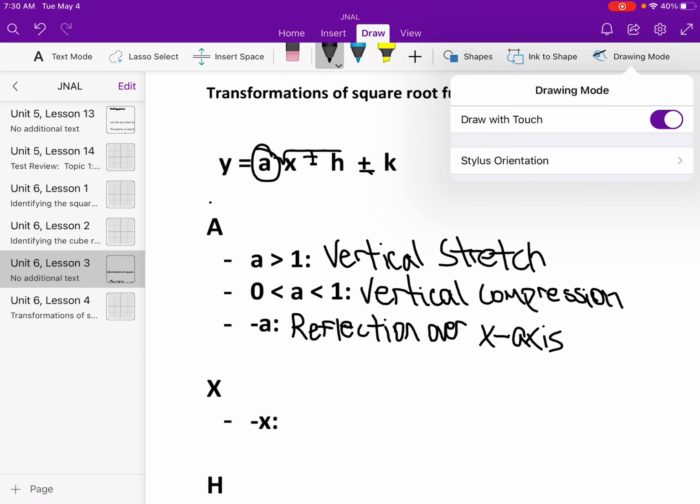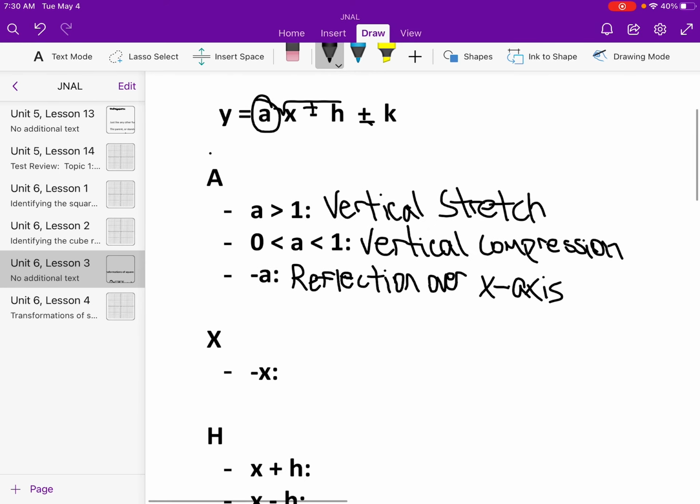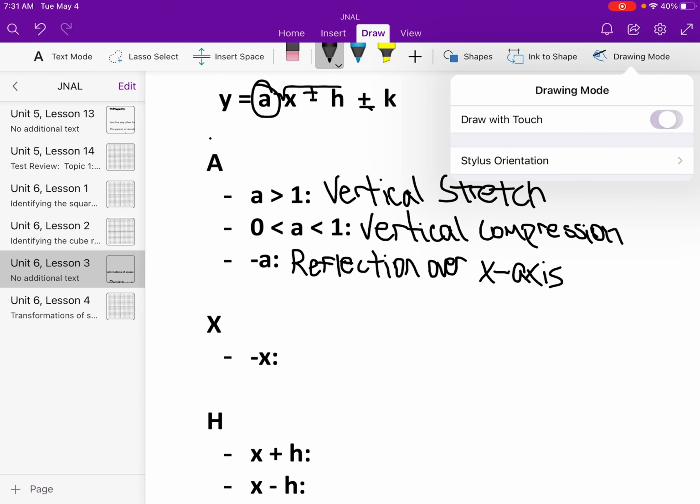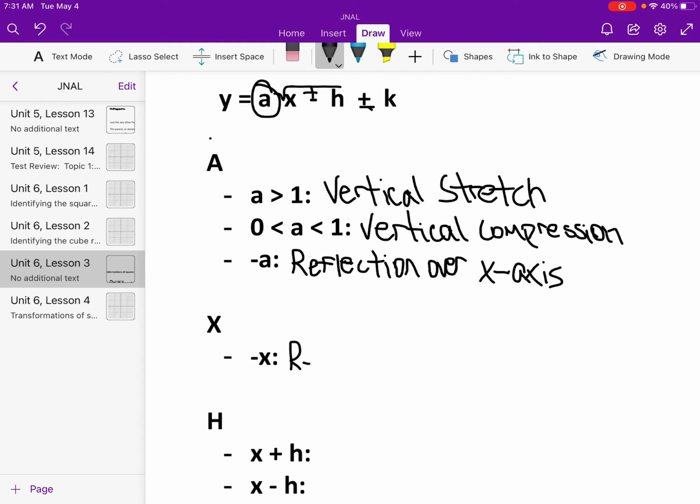So let's see what could happen for x. If x is negative, that's the only thing we have. I mean, if it's positive, it's just normal. But if x is negative, then we're going to have a reflection over the y-axis. That's what I was saying. And remember, I basically just mean reflection as it just goes over it.